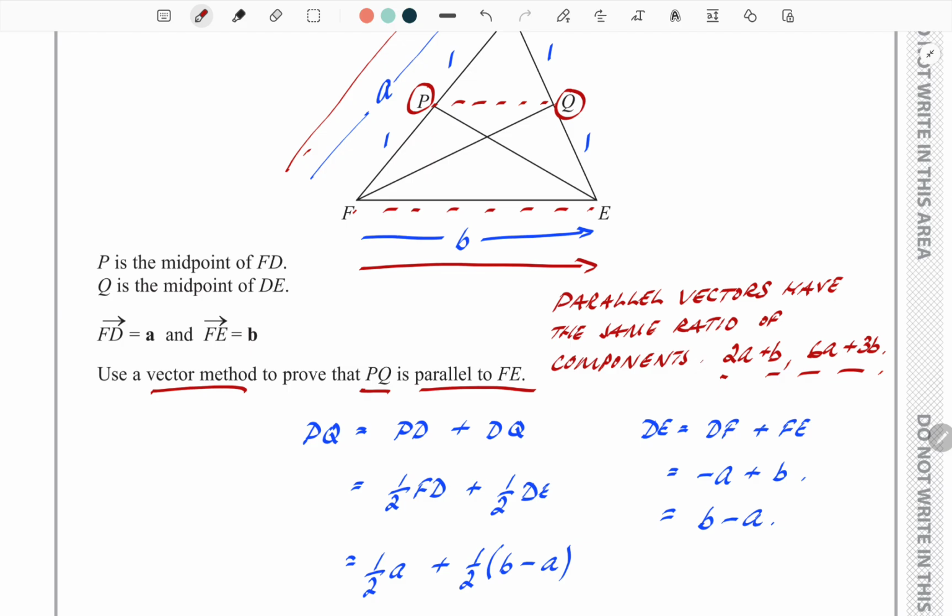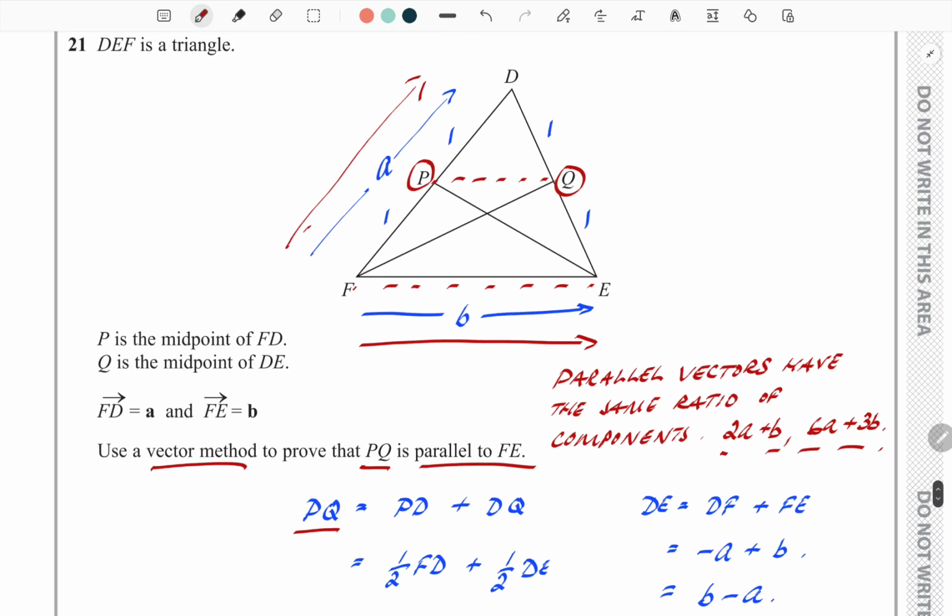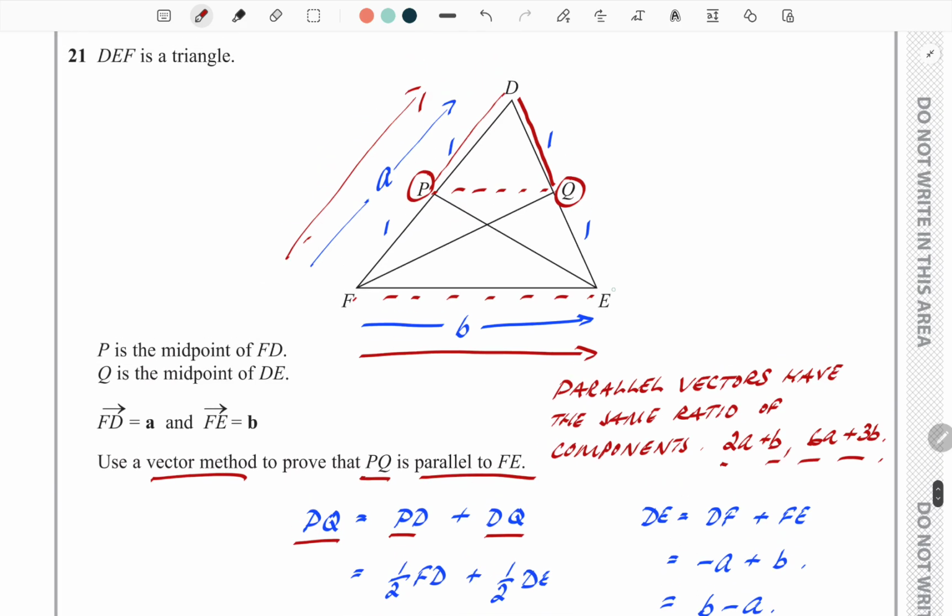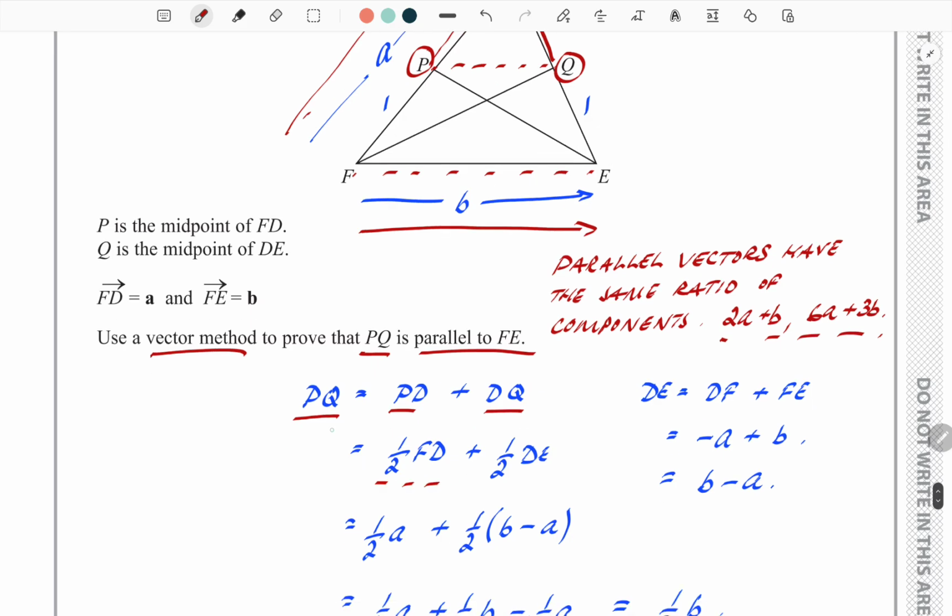Okay, so what are we going to do? We want to find the vector p to q, and we're going to go around the triangle to do that. So the vector pq, we can take a route that goes P to D and then D to Q. So PD plus DQ. PD is half of A. Straightforward, half of A. And DQ is half of DE. So that's what I've written here. PD is half of FD and DQ is half of DE.